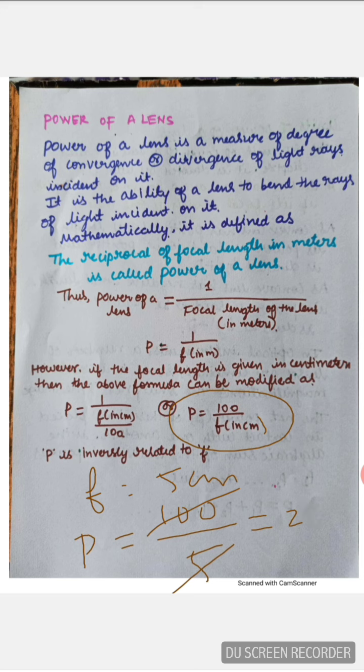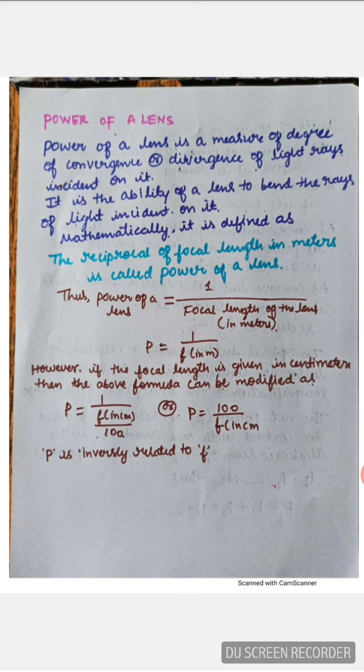Hope you have understood power of lens. So I will repeat it once again. Power of lens is a measure of degree of convergence or divergence of light rays incident on it, or you can call it the ability of lens to bend the rays of light incident on it. Mathematically it is defined as the reciprocal of focal length in meters. So power of lens will be equal to 1 by focal length of the lens in meters. So P is equal to 1 by F in meters.